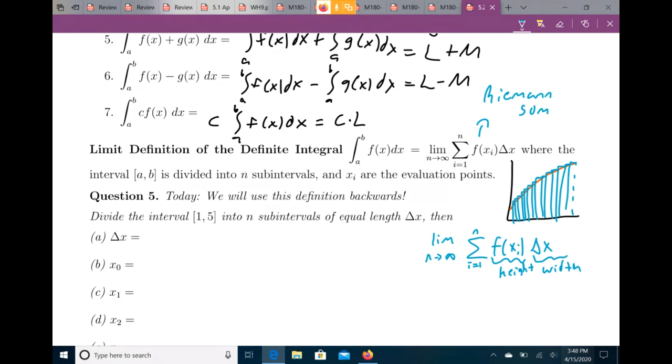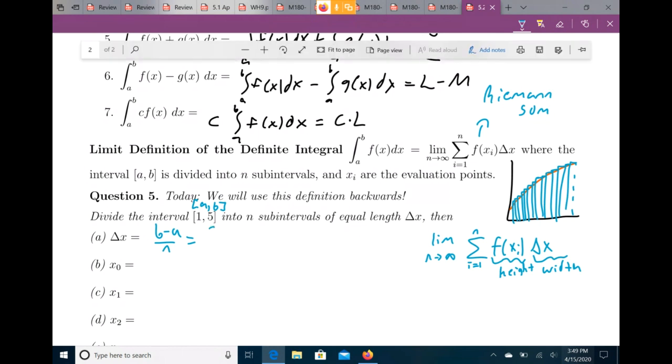Okay. The x_i's are the points, either the left or right endpoints that we talked about before, where you would measure the height of the rectangle. So say I divide the interval 1 through 5 into n subintervals of equal length delta x. Then delta x will be b minus a over n, where this interval 1 through 5 is a to b. In our case, it'll be 5 minus 1 over n, or 4 over n.